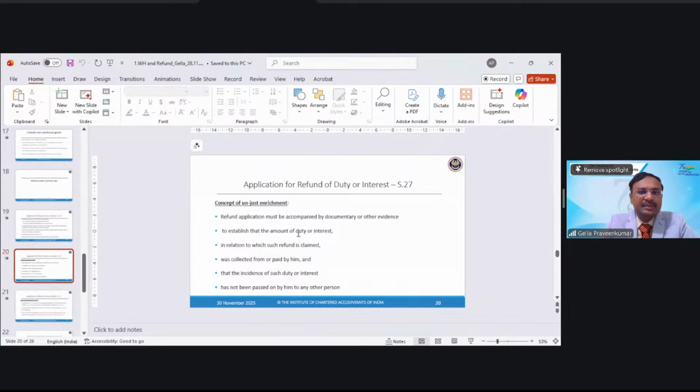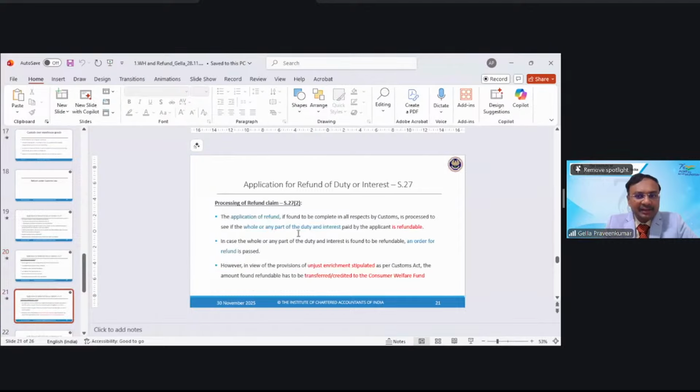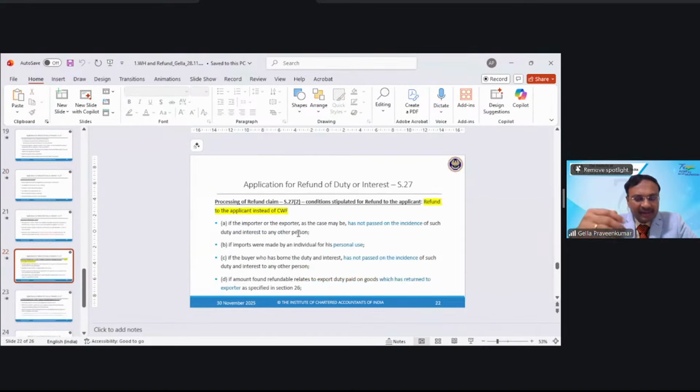There are exceptions to this unjust enrichment, where the person who has filed the application is an individual who has imported goods for personal use; then there is no concept of unjust enrichment. Documentary evidence is required to prove that the duty burden has not been passed on and the duty has actually been paid. So the person who has paid, filed the bill of entry, or the person who has purchased the goods can file such an application. Importantly, the importer or exporter has to prove that the incidence has not been passed on.